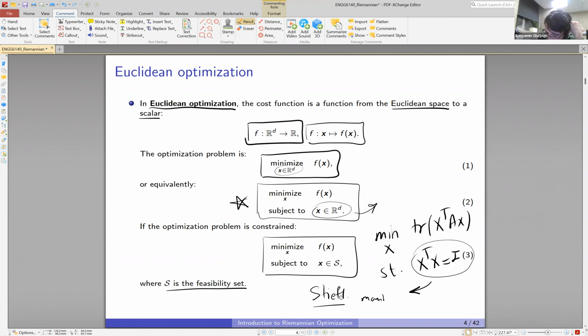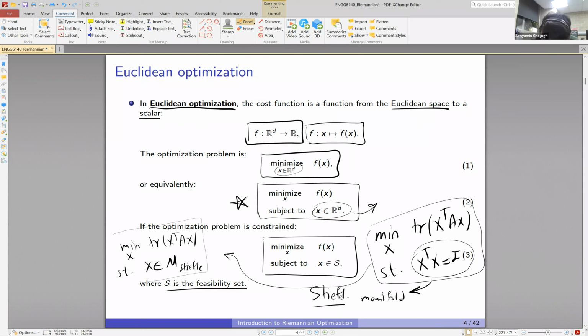And therefore, we can restate this as: minimize the trace of x transpose A x with respect to x, subject to x belonging to the Stiefel manifold. So in this technique, I converted this Euclidean optimization problem to a Riemannian optimization problem.